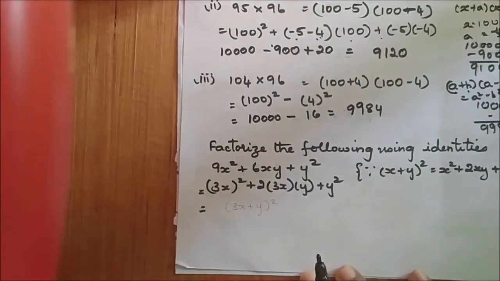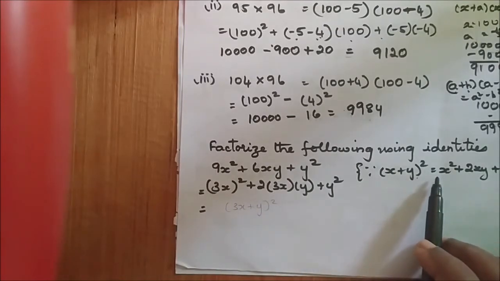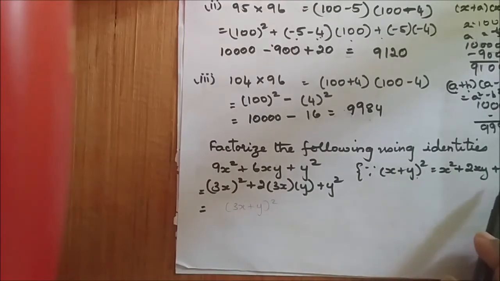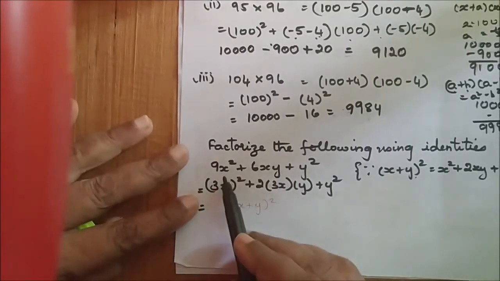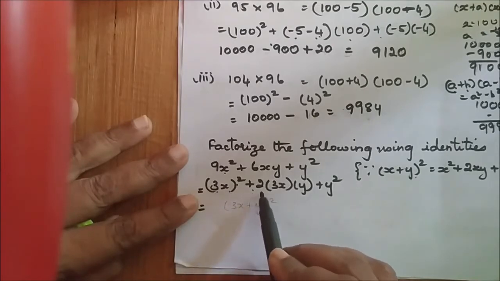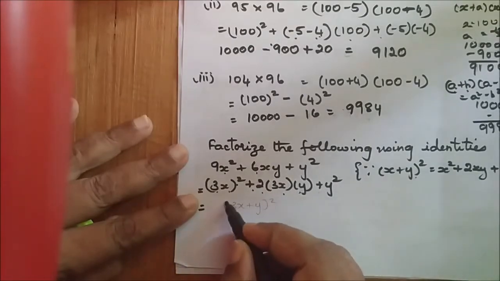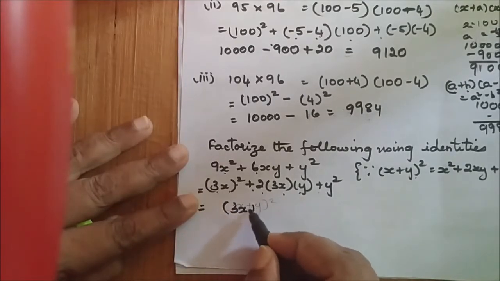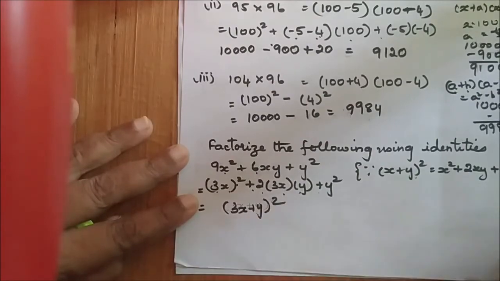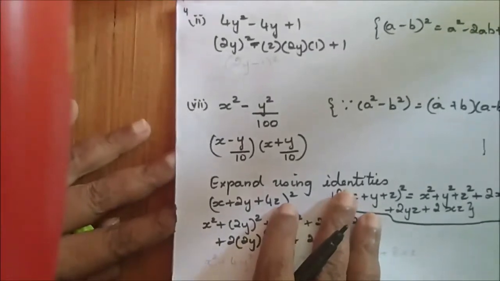Now the next sum is factorize the following using identities. What is given? 9x squared plus 6xy plus y squared. Now what does it resemble? It resembles x plus y the whole squared equal to x squared plus 2xy plus y squared. I can write my 9x squared as 3x the whole squared plus 2 into 3x into y plus y squared. So this is of the form 3x plus y the whole squared. So this is how we solve these problems using identities.